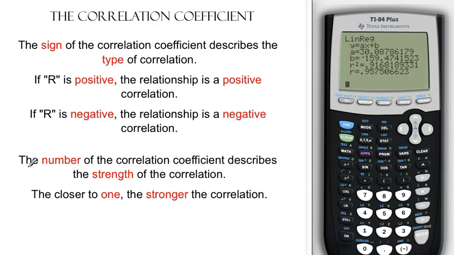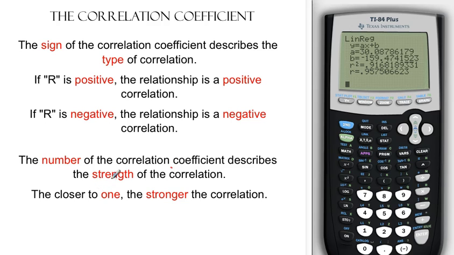So there are two parts to R. There's the sign, which tells us the type of correlation. So if the correlation coefficient R is positive, that tells us that there is a positive correlation, just like we talked about in the last video. If R is negative, there's a negative correlation. So we can see, looking over at the calculator for this data that we input earlier, that R is positive, and so this is a positive correlation.